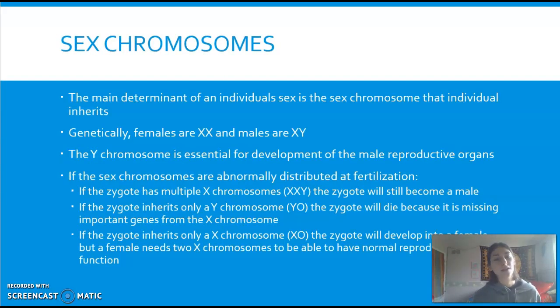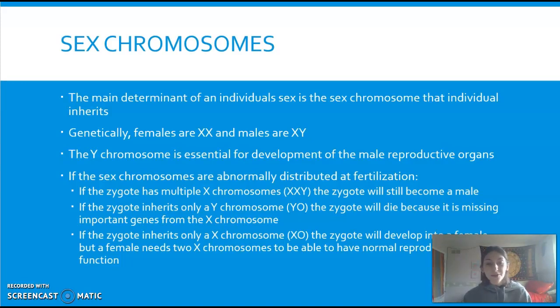Sex chromosomes. Sex chromosomes are the main determinant of an individual's sex, and that's the sex chromosome that they inherit. Genetically, females are XX and males are XY. The Y chromosome is essential for development of the male reproductive organs.